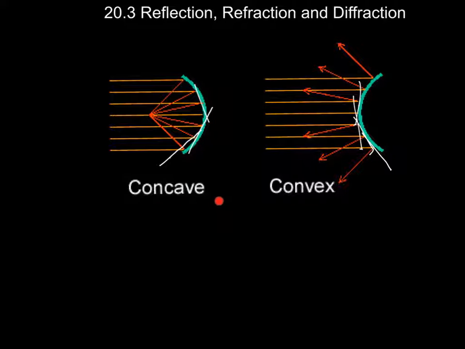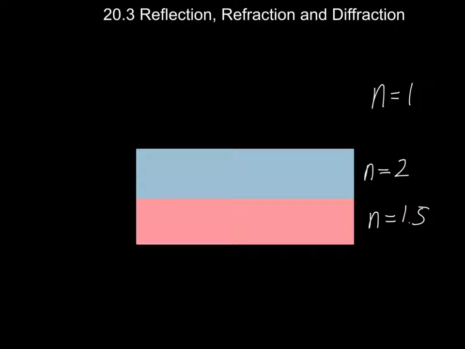So concave mirrors, the normal lines are pointing inwards, and so all of the light rays come in and get focused. Convex, all of the normal lines are pointing outwards, so all of the light rays come in and scatter after they hit that mirror. Let's take a moment and switch gears and start talking about refraction instead of reflection.